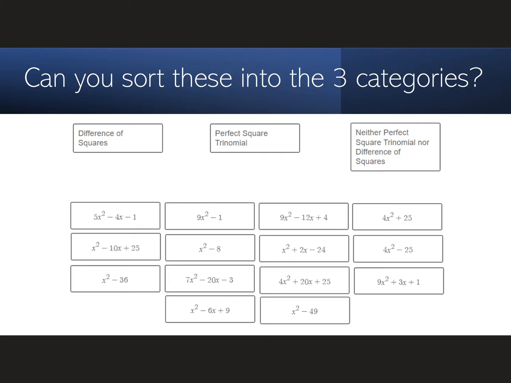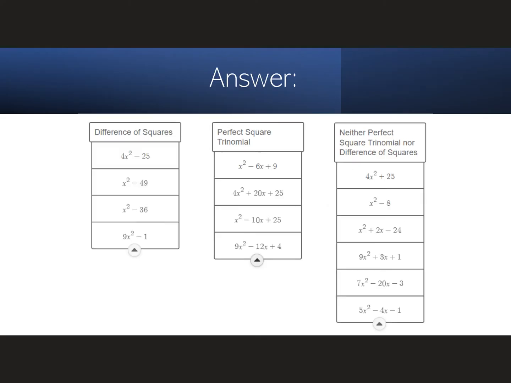Can you sort all of these polynomials into the 3 categories of difference of squares, perfect squares, and neither? Well, pause the video right now, try it on your own, and then come back and I'll show you the answer. Okay, here's the answer. Is this what you got? Can you identify why these are not specials? If you can, then you know you're doing well.